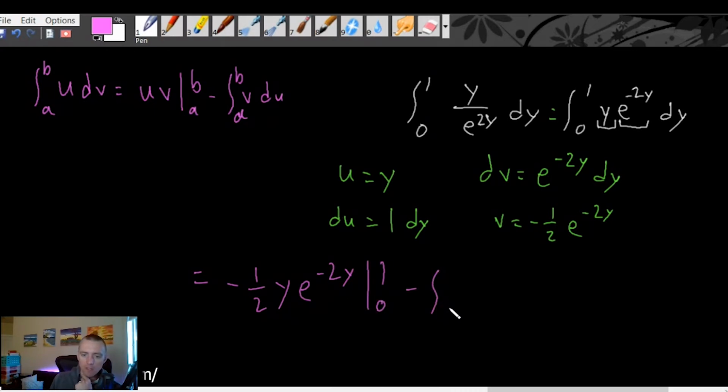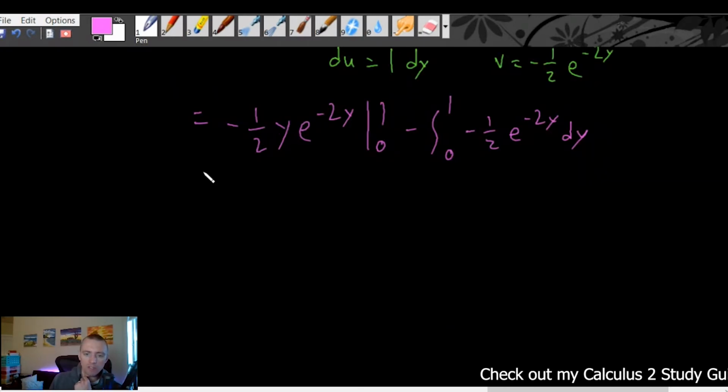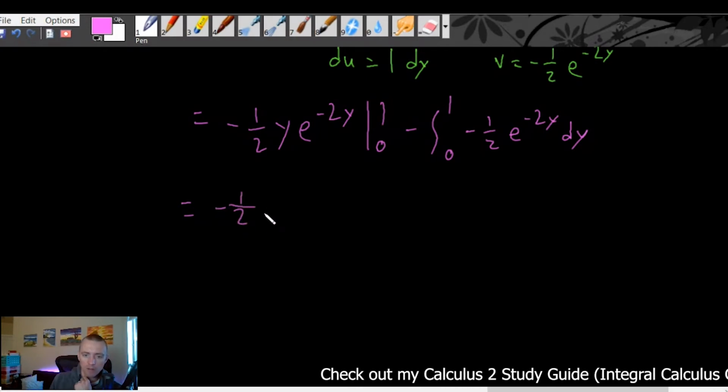And then minus the integral from 0 to 1 of v times du. So v times du, which is just 1. So basically just all this. Negative 1/2 e to the negative 2y dy. Okay, so then let's just leave all this stuff out here. What's outside of the integral we'll just leave alone for now. We'll deal with that in a minute.